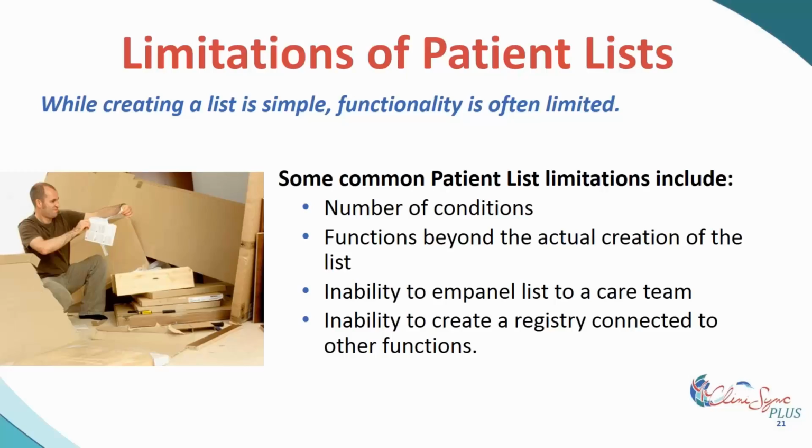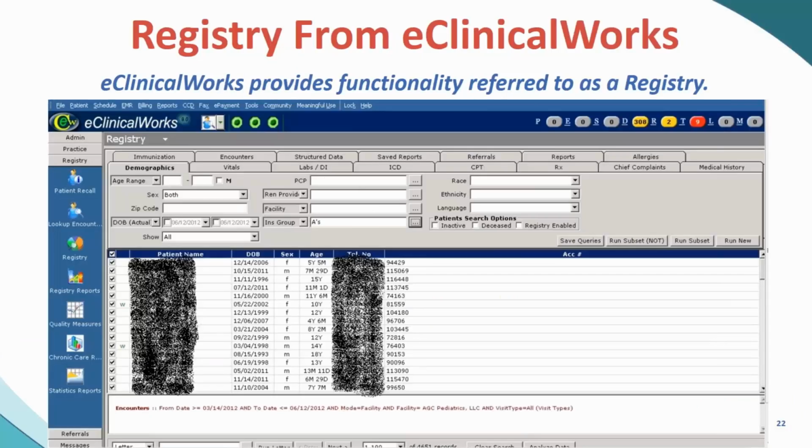Many have an inability, once you have that patient list, and boy, it'd be really nice if you could say this patient list is an empaneled list of patients to Dr. X in the practice or care team X in the practice. You can't do that with most. It'd be really nice if you could create a registry and connect to other functions within your EHR from that patient list. But again, most fall short. Now, there is one example.